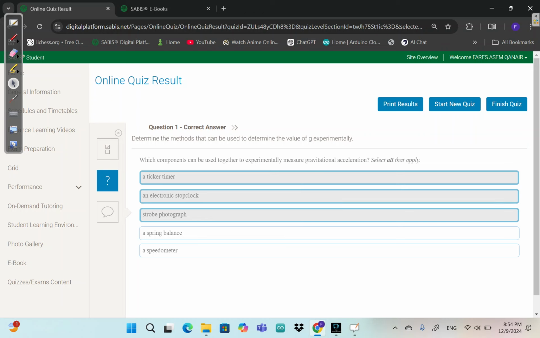Hello guys, today we're going to be doing the physics quiz for week 3, term 2. So let's start. Question 1.